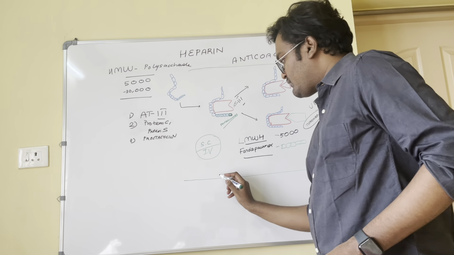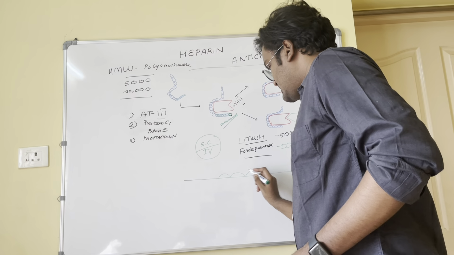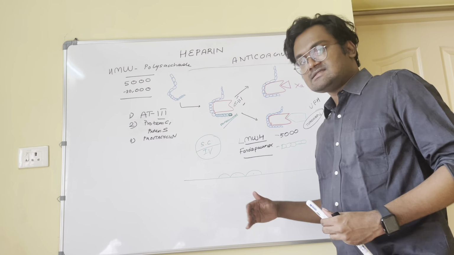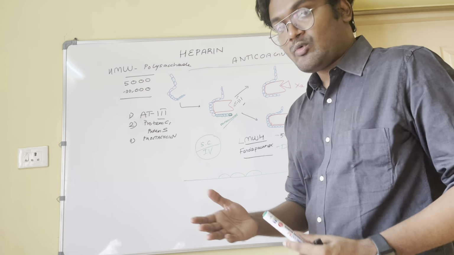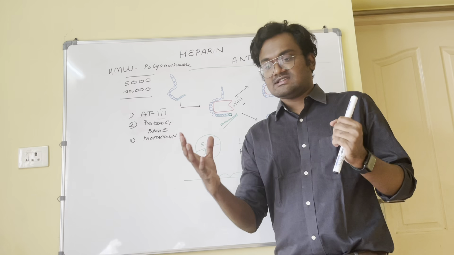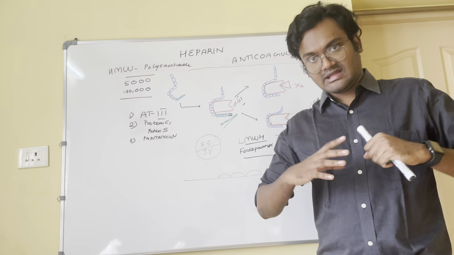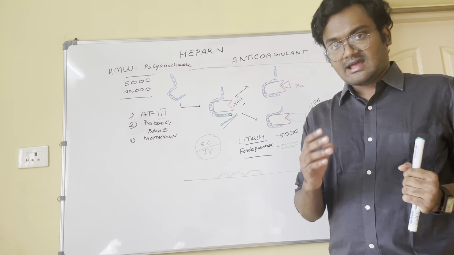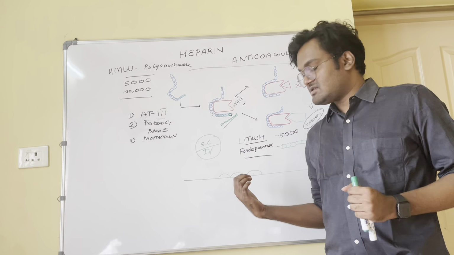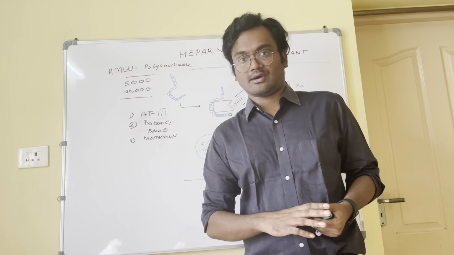endothelium, the vascular endothelium. Heparin goes and binds with the endothelium, so there is clearance from the endothelium. Then heparin goes and binds with macrophages. These macrophages consume heparin and degrade it. So heparin has very poor bioavailability because, one, it binds to the endothelium, and second, it binds to the macrophages.